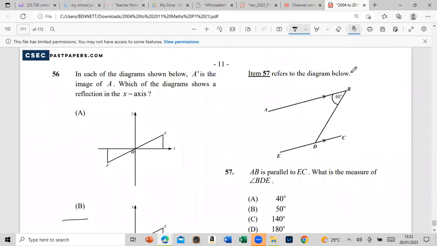Item 57 refers to the diagram below. AB is parallel to PC. What is the measure of angle BDE? So I'll mark it so there's no mistake. BDE is this angle right here. So what we know is that alternate angles are equal. So this is a part, and this together is 180. So this is one part.